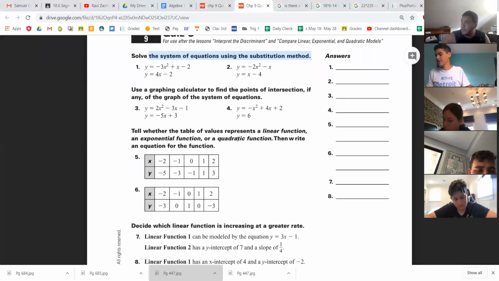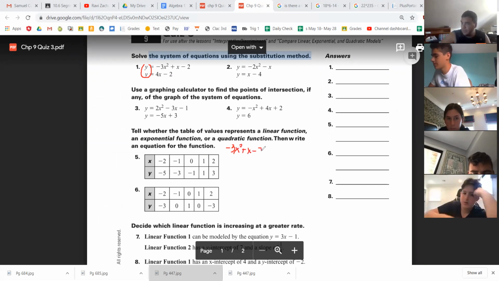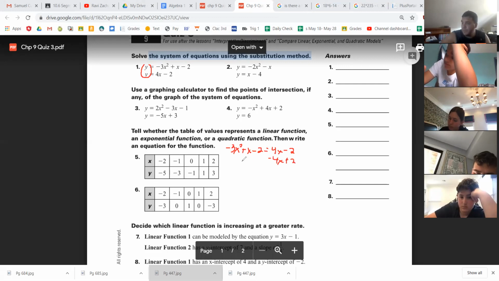So what we're going to do here, I'm going to need a little space. What we're going to do here is set them first equal to each other. Since they both equal y, we're going to set them equal to each other. -3x squared plus x minus 2 equals 4x minus 2. So I just set them equal to each other. Second part is I want to get everything by itself, so I have 0 on the side. So I move the smaller of the 2, which is -4x, and plus 2, -4x, plus 2.